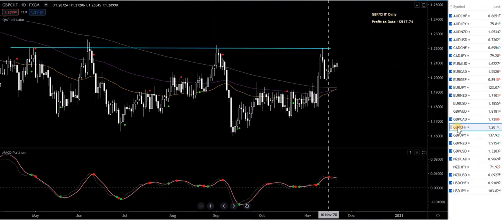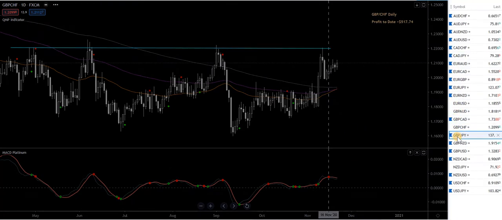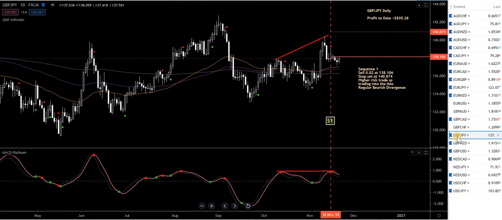Pound Swiss, this is a pair I don't mind trading. In no trades at the moment. All I've got is a warning line with a red dot on the MACD platinum above the zero level. But you know, look, it's been above the zero level for a while now. Pound pairs have been a bit all over the shop because there's been some more Brexit news.